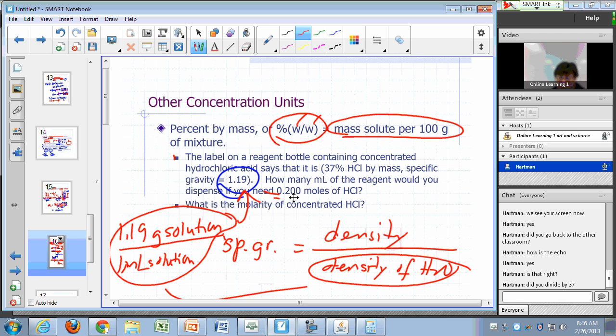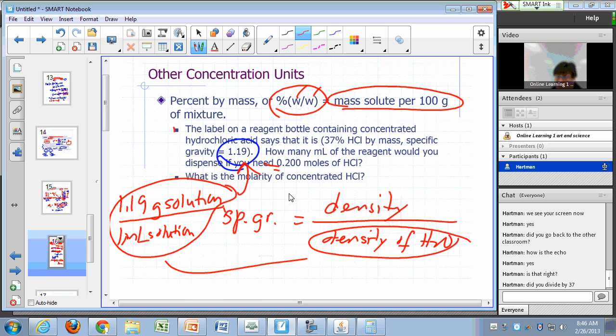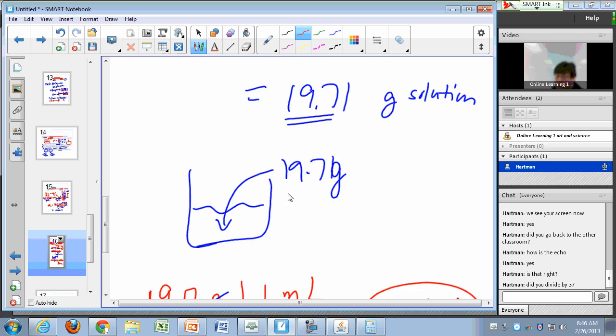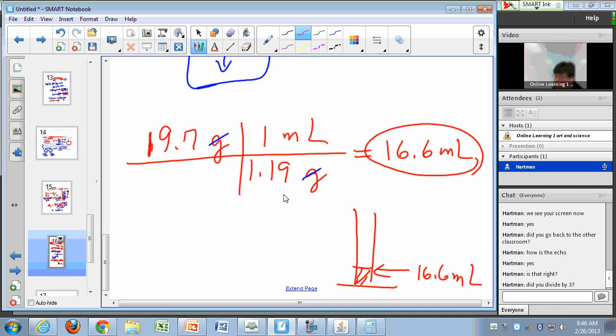Okay, we're not making a solution here. We just say how many mils you need. So that's how much you need. Whatever, if you need 0.2 moles, that's how much you're going to need. Okay. So you take 16.6 mils, and that's it. You got your 0.2 moles.